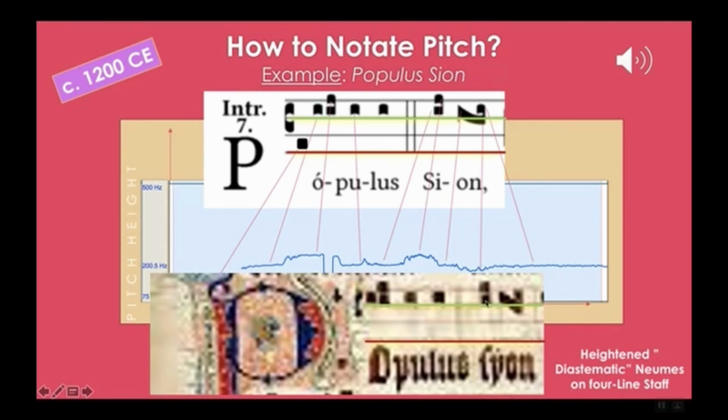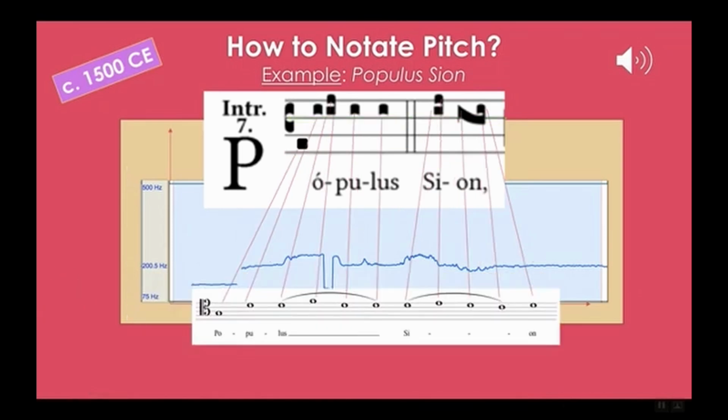D, D, D, E, D, C, D, D, right? I can do it, I can read just from the notation. So this is an important point in history where notation becomes not just descriptive of something that you learned by the oral tradition, but prescriptive, in that you could read it for the first time. Okay, and then here's what it looks like in modern notation.